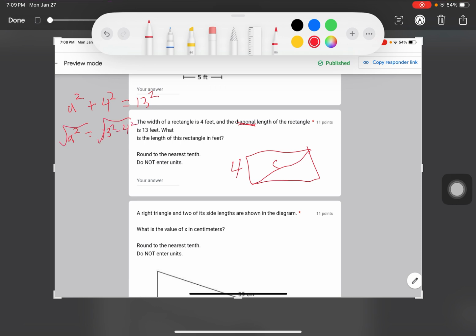So if you're looking for a leg, the shortcut really is to do C squared minus B squared. A equals the square root of, no, it's C squared, sorry, C squared minus A squared. So if they give you the hypotenuse and you're looking for a leg, you do subtraction.